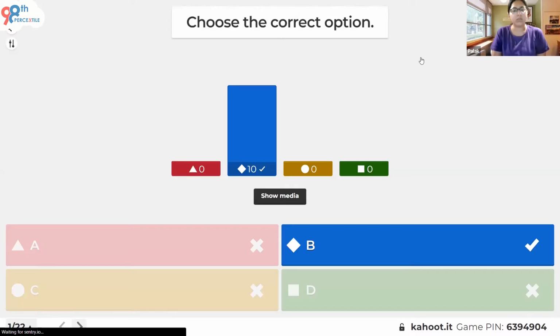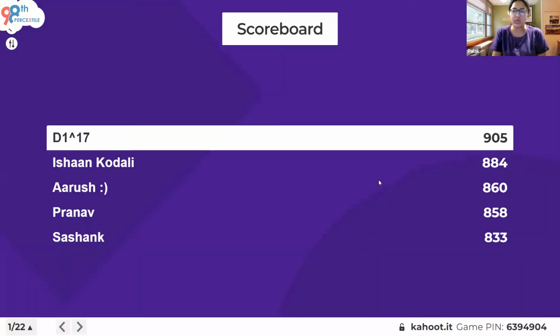Okay, perfect. Moving on with the next question, but before that, let's have a look at the scoreboard. So the scoreboard looks like D1 to the power 17, Ishan, Kodali, Arush, Pranav, and Sashank. Okay, so we have a very good leaderboard. Let's move on to the next question.